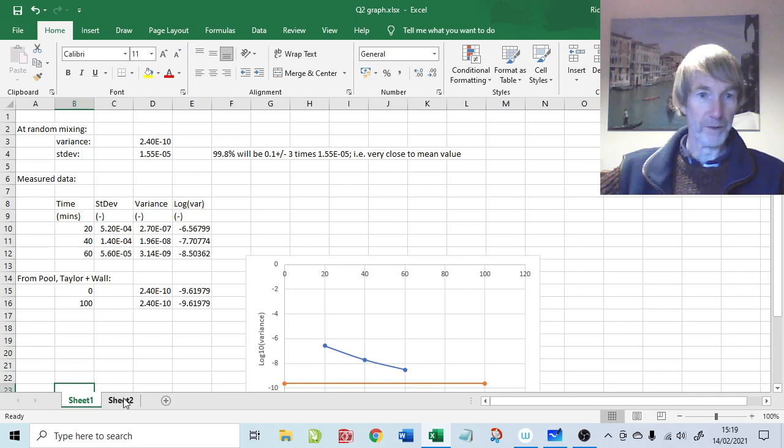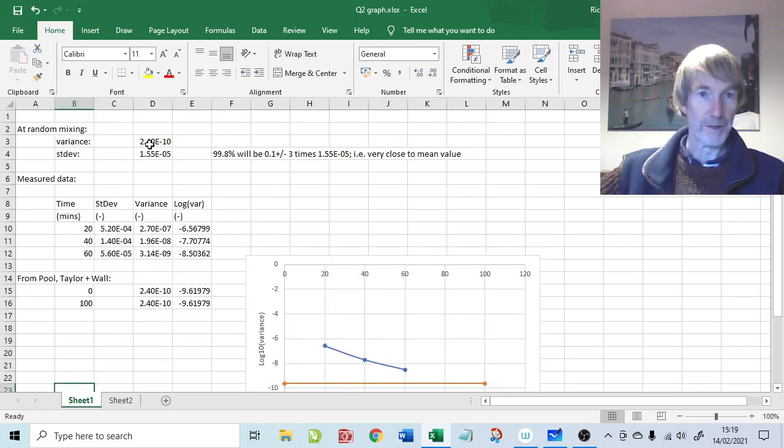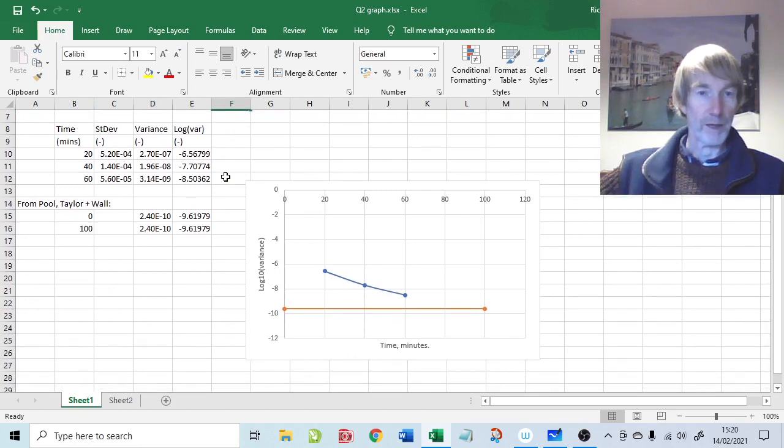I've just brought the numbers over, 2.4 and 1.55. Okay, so that's 2.4, 1.55. And then the new values that are just here have come in from the question itself. So the 20-minute, 40-minute, 60-minute standard deviations. From the standard deviations, we've calculated the variances. So we've just squared the standard deviations and then taken log to the base 10 of the variances.